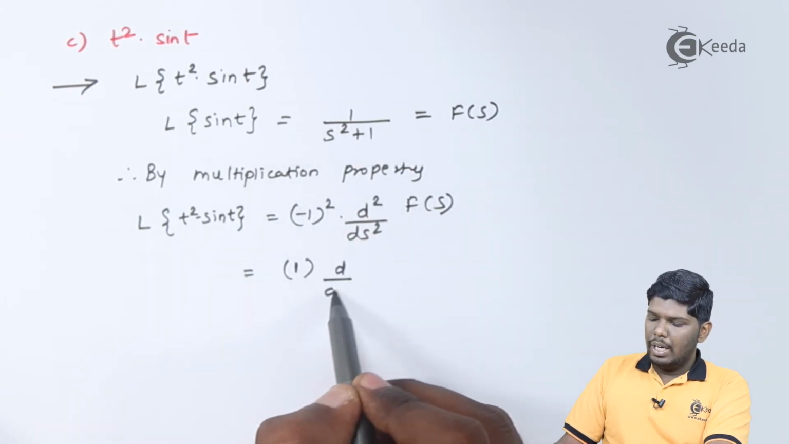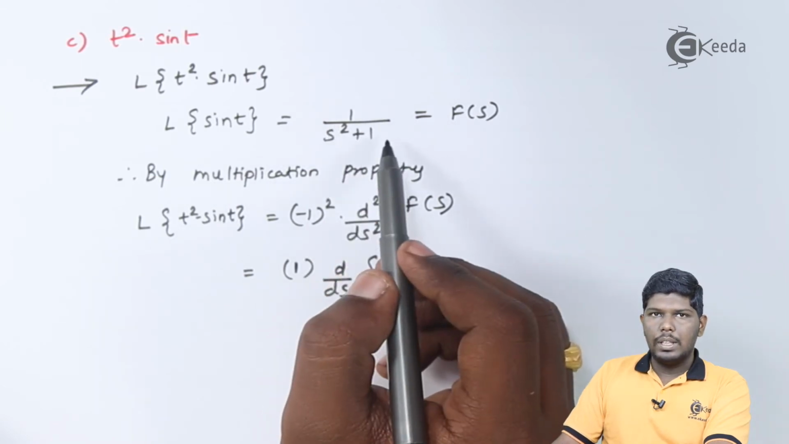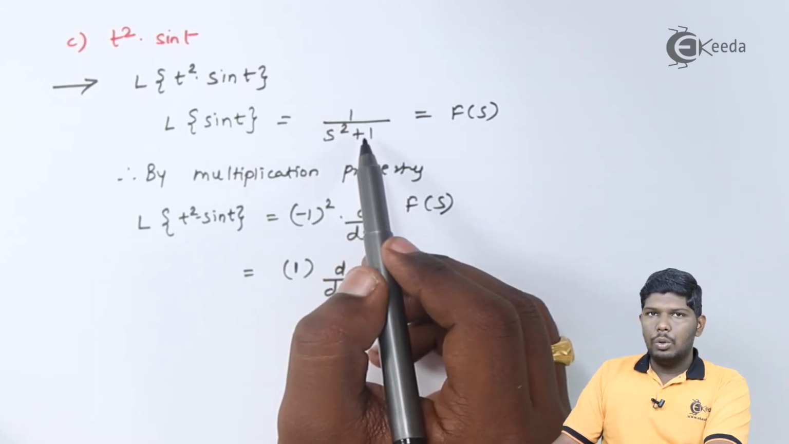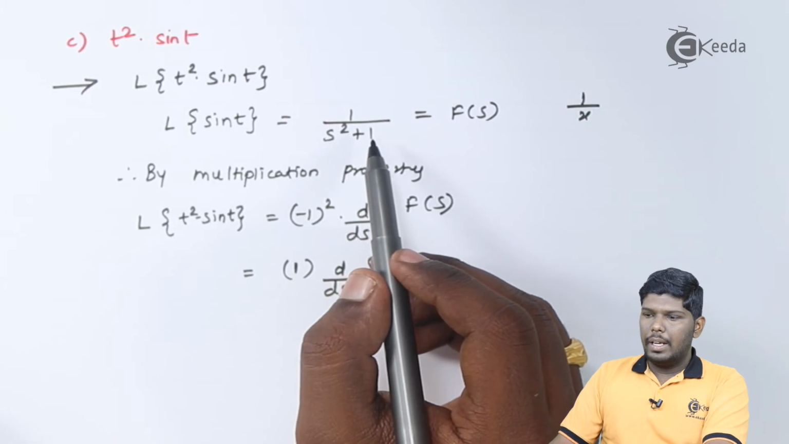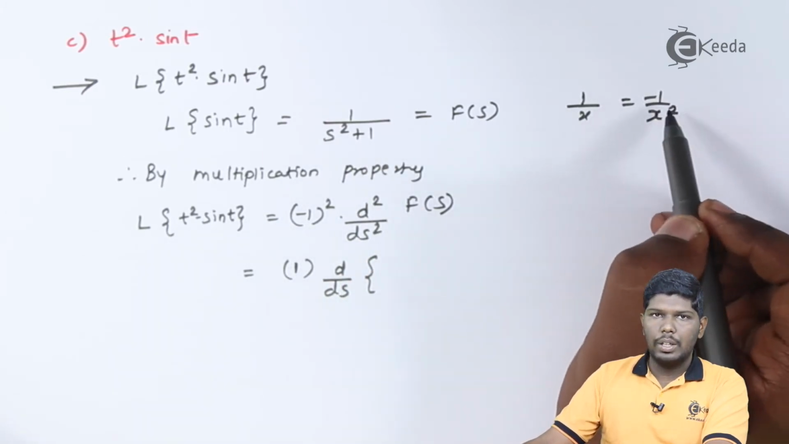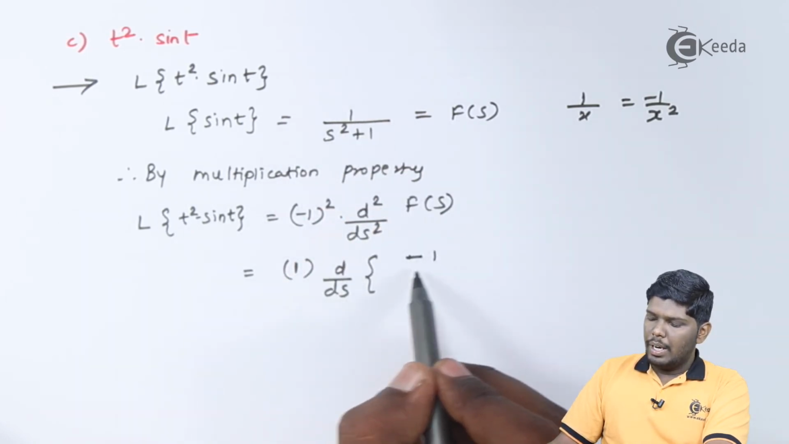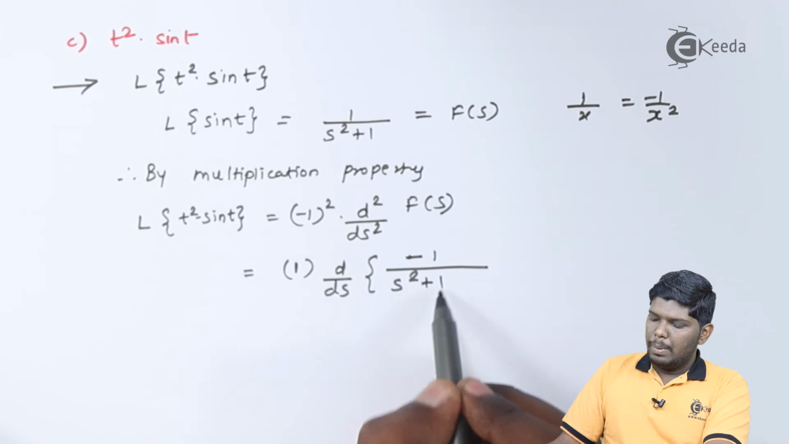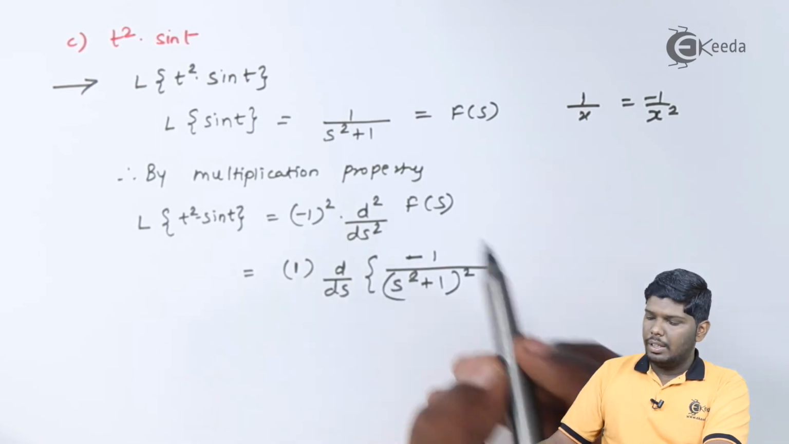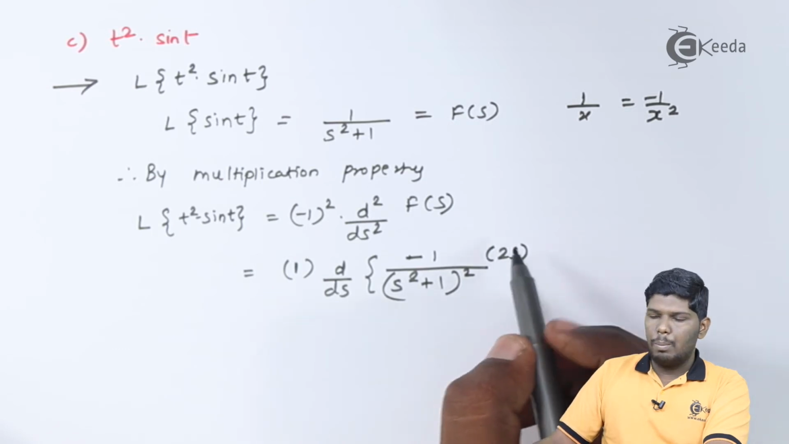So keeping one derivative as it is, let us find the derivative of 1 upon s square plus 1. For that, you can use the u by v rule, or you can directly compare this function with 1 by x. Now the derivative of 1 by x is minus 1 by x square. Similarly, this derivative will be minus 1 upon s square plus 1 the whole square into the derivative of s square plus 1, which is 2s, as it is a composite function.